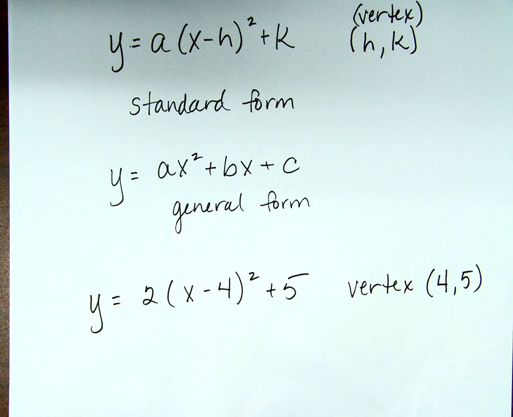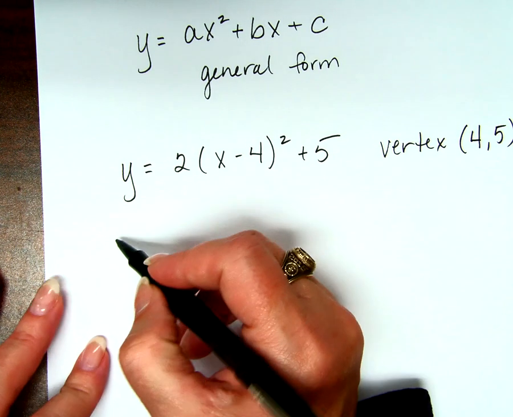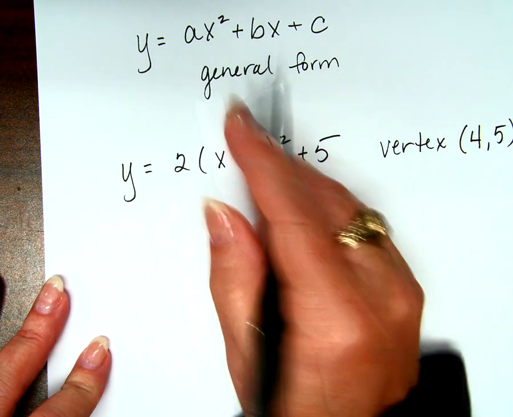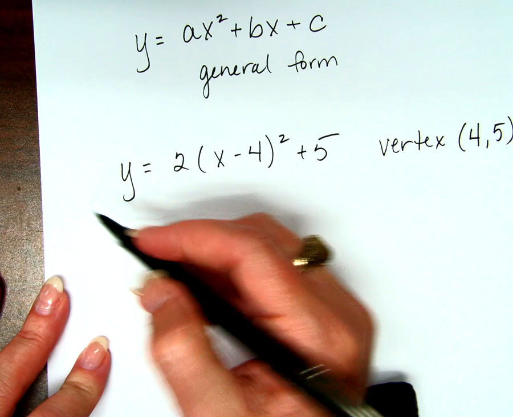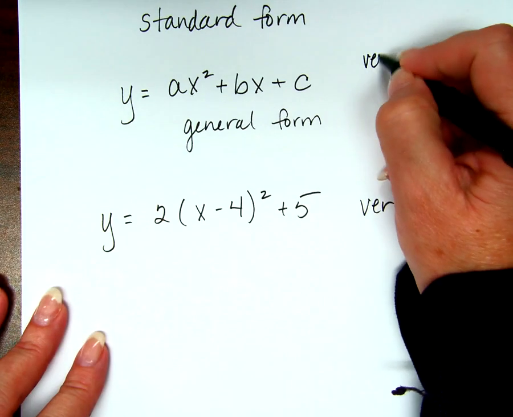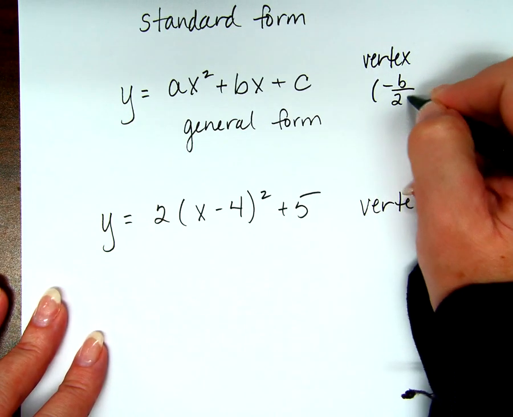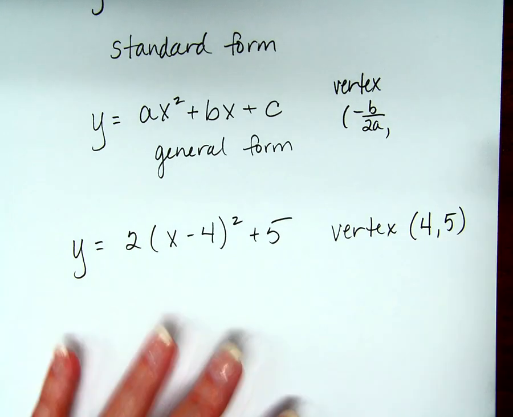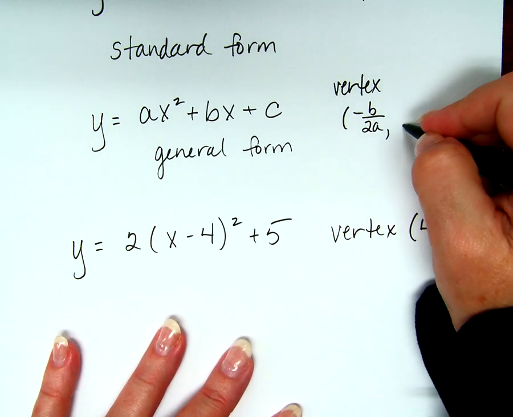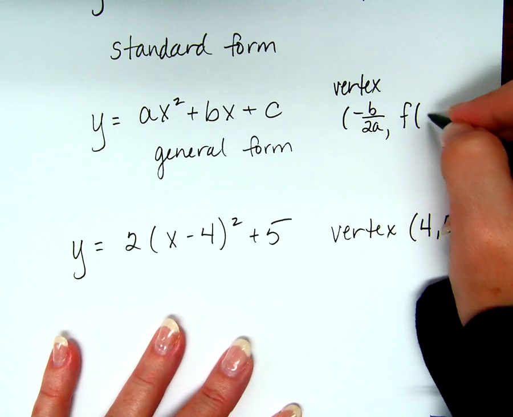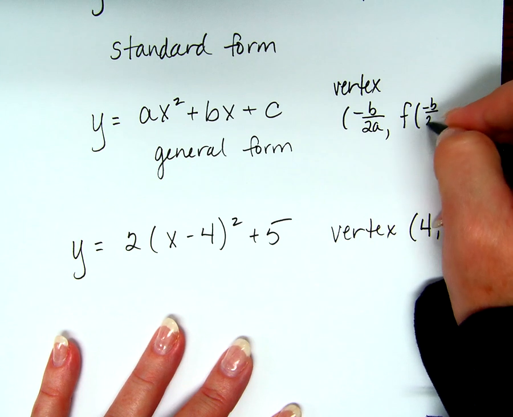What happens if it's in general form? General form, you can do it, it's just not as easy, okay? So I want to make sure that you remember what general form is. And in general form, you find the vertex by negative b over 2a. Do you remember that? Negative b over 2a. And the y value is the value of the function at negative b over 2a.